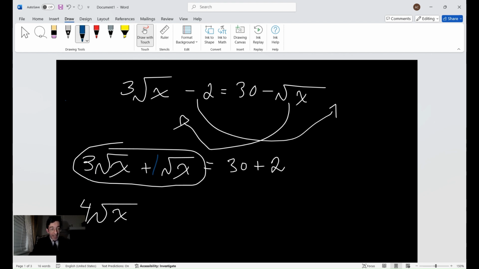Why? Because in order for something to be combined as like terms, they have to have the same variable parts or literal parts. So the 3 and the 1, they both share the radical x. So we now have 4 radical x equals 32.